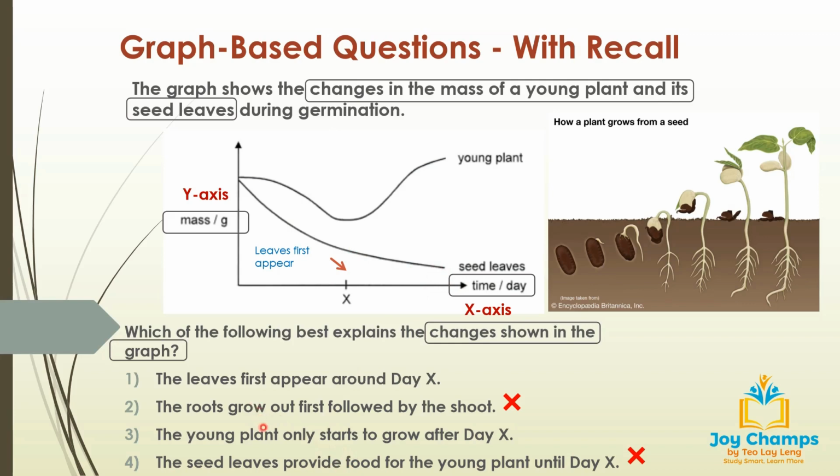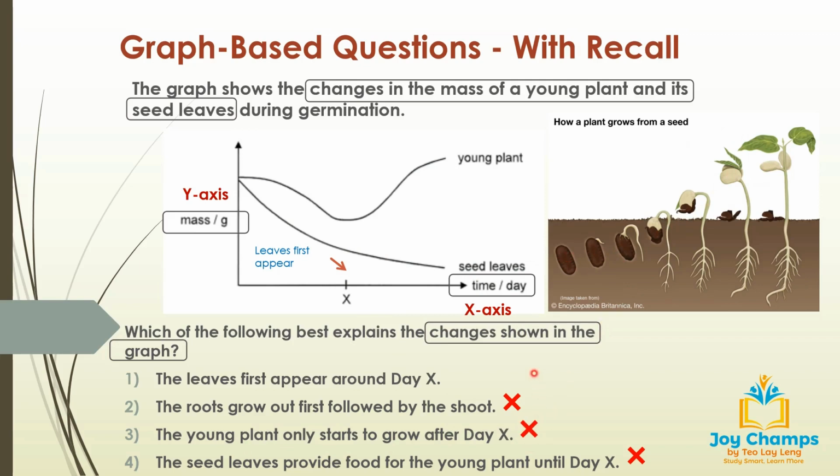Then let's take a look at option number 3. It says that the young plant only starts to grow after day X, and day X is the day at which the leaves appear. Now, if you look at the diagram on the right, you realize that the plant has already started growing way before the leaves appear. So therefore, option number 3 is incorrect.